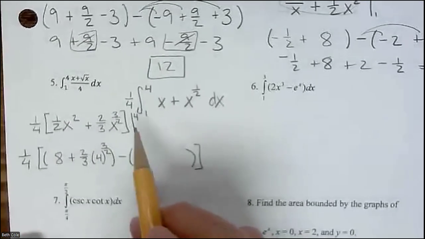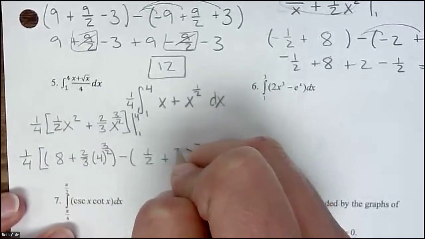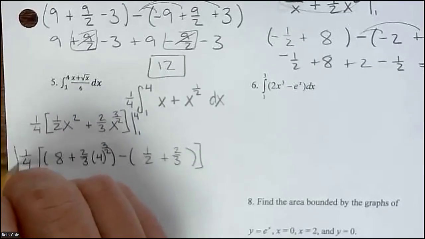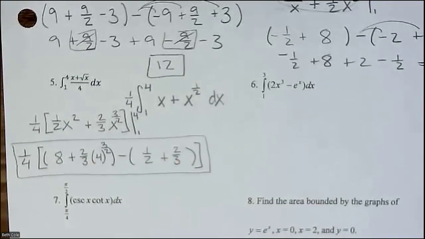All right, and then we're going to plug in 1. So that would just be 1/2 plus 2/3. 1 is easy because 1 to any power is just going to be 1. But this is just fine as an answer. Please do nothing if it turns out to be a disaster. We're doing on time. We're doing good. All right.